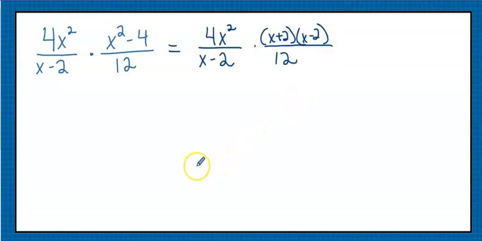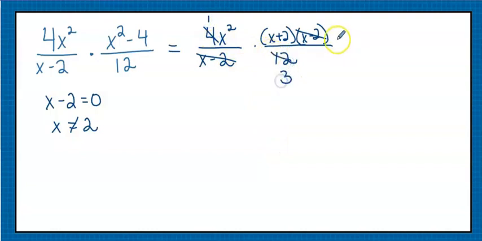Now, what can I cancel out? Before I start canceling, I want to just make sure I look at my denominator and state, okay, x minus 2 can't be 0, so x cannot be 2. So that's my domain restriction that I'll state at the end. Let's see, I can cancel out an x minus 2. I can also do the 4 and the 12, divide those by 4. I think that's all I can cancel, so let's just rewrite this, x squared times x plus 2.